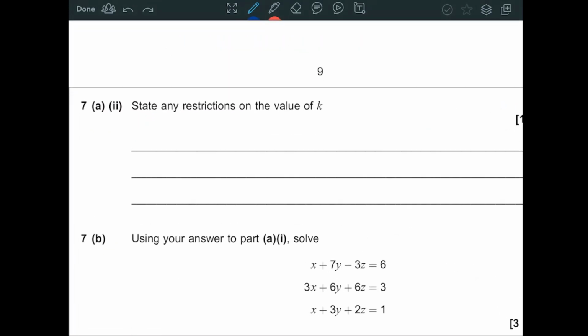State any restrictions on the value of k. We said it was invertible, so the determinant can't be 0. The determinant was 4k minus 35. So k cannot be 35 over 4.